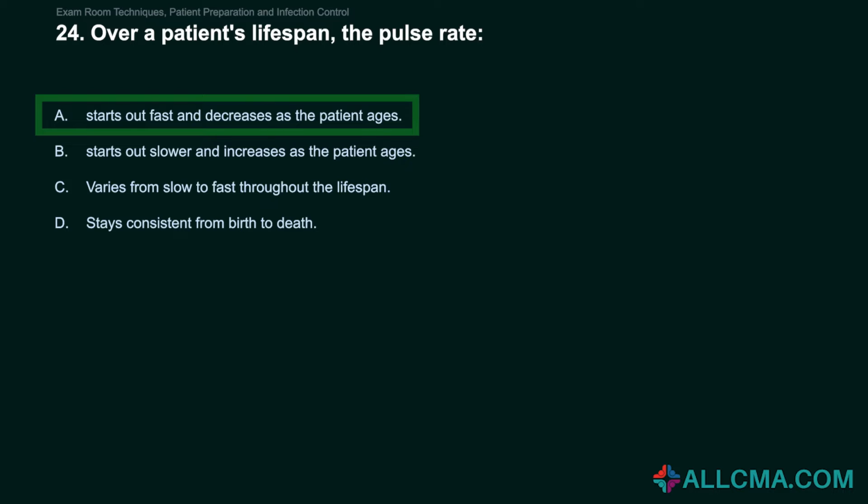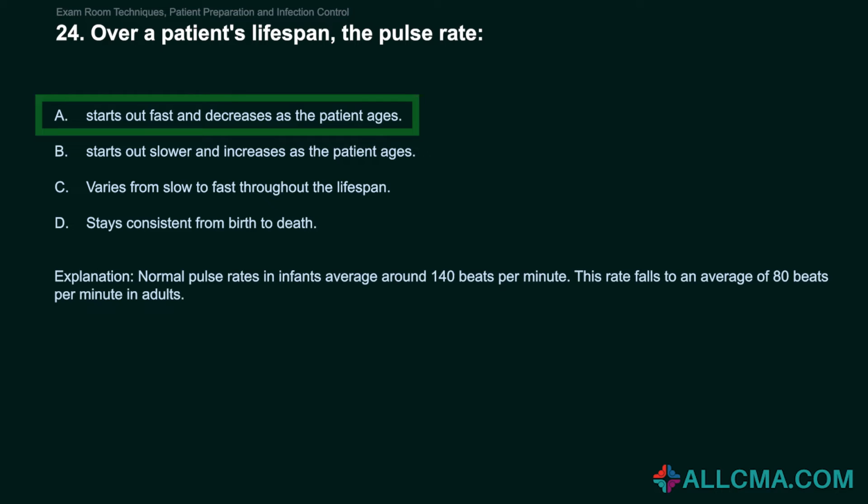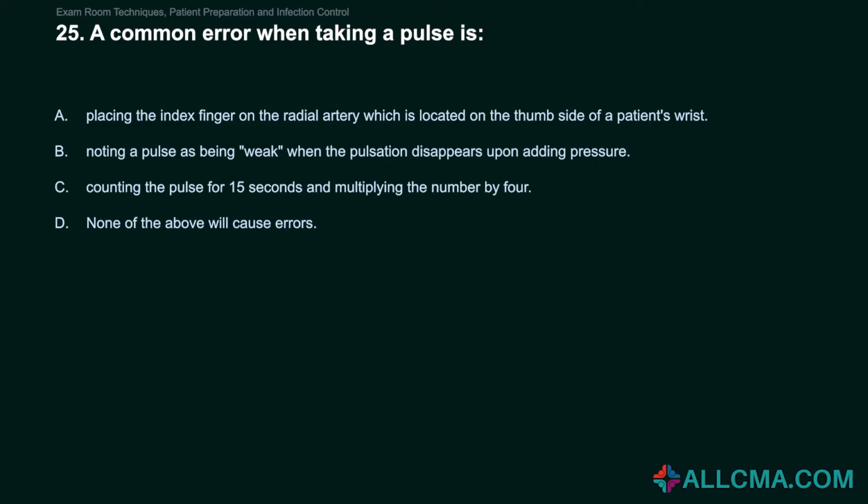Correct answer, starts out fast and decreases as the patient ages. Normal pulse rates in infants average around 140 beats per minute. This rate falls to an average of 80 beats per minute in adults.